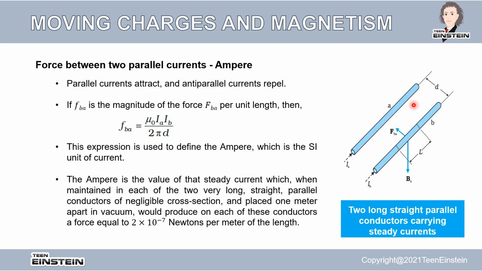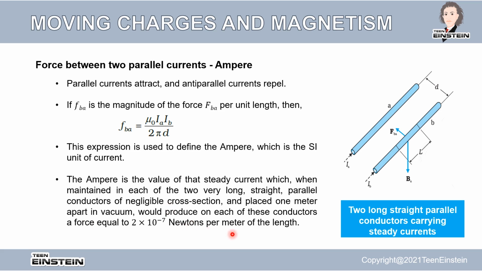We want to make this a common formula where we can use it for any kind of length. So then we will define force per unit length like this. And from this expression, we can calculate what an ampere is. The ampere is the value of the steady current which, when maintained in each of two very long straight parallel conductors of negligible cross section and placed 1 meter apart in vacuum, would produce on each of these conductors a force equal to this much newtons per meter of the length.